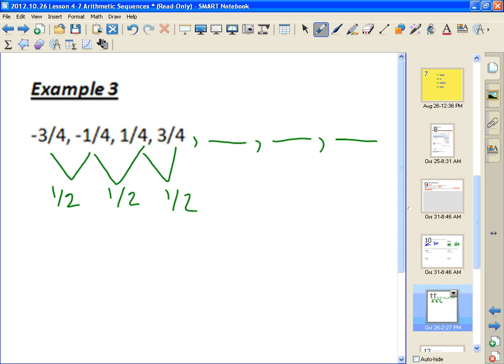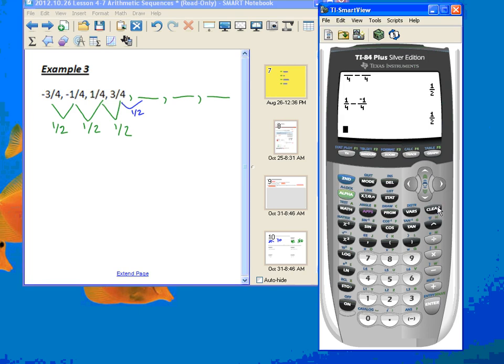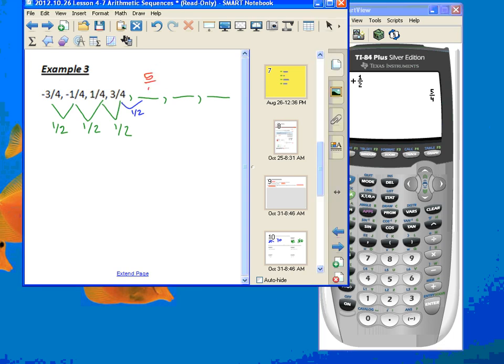Okay. All right, so what do we want the difference between 3/4 and the next term to be? 1/2, right? So in my calculator, what I will do is put 3/4 plus 1/2, which is 5/4. So here, my next term would be 5/4.